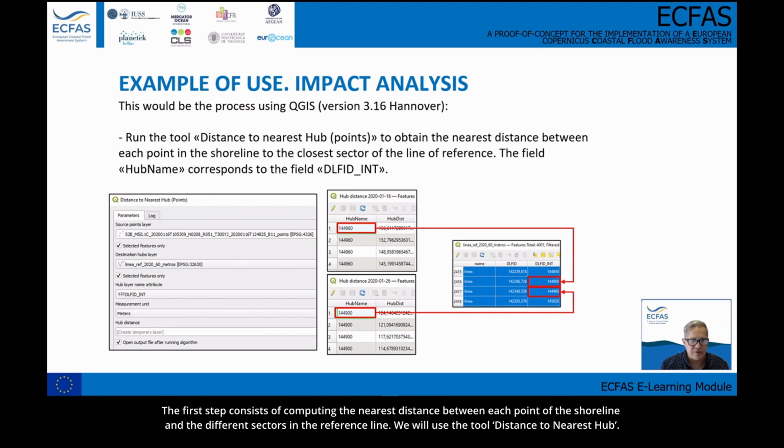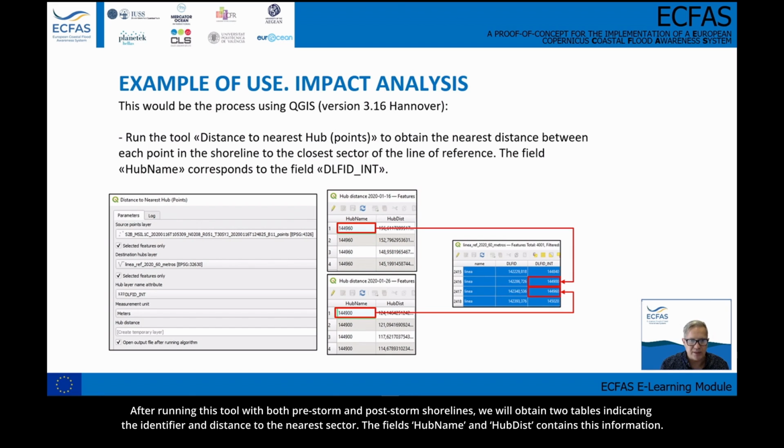The first step consists of computing the nearest distance between each point of the shoreline and the different sectors in the reference line. We will use the tool distance to nearest hub. After running this tool with both pre-storm and post-storm shorelines, we will obtain 2 tables indicating the identifier and distance to the nearest sector. The fields half_name and half_dist contain this information.